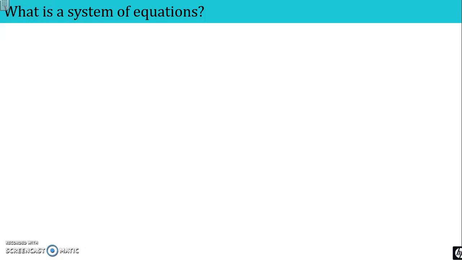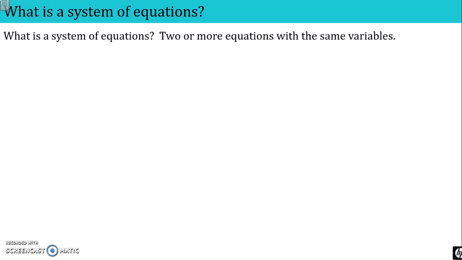Let's start off by defining what a system of equations is. It's two or more equations with the same variables. For the purpose of this class, we will only ever look at a system of equations that contains two equations. So here's an example. We see two equations and they both have the same variables, x's and y's. This is an example of a system of equations.